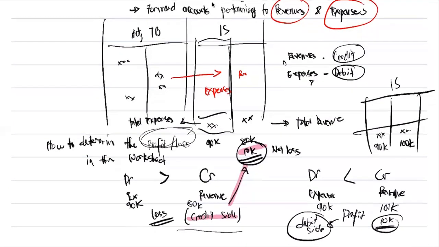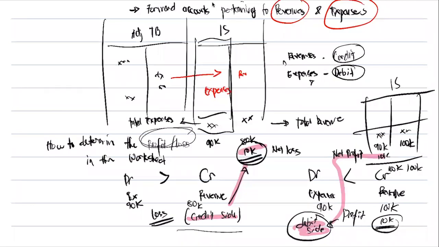Sir, why do we place the profit on the debit side? Because we need to equalize. So when you put the 10,000 here, it will become 100, and the other side is 100. So you will put here, net profit, 10,000. Okay? So I hope we're clear in the preparation of your income statement.